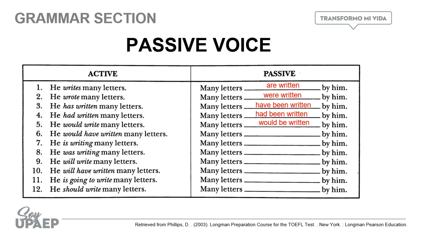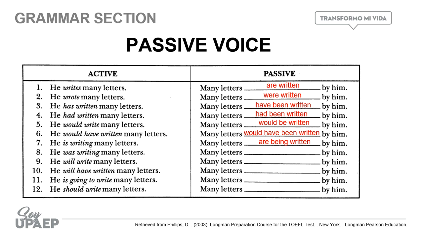He would write many letters. Many letters would be written. So in this case, you have to put the verb to be with a modal verb. Okay, would be. And then the past participle of the verb write, written. He would have written many letters. Many letters would have been written. So you have to include the verb to be, yeah, and the past participle of the main verb.